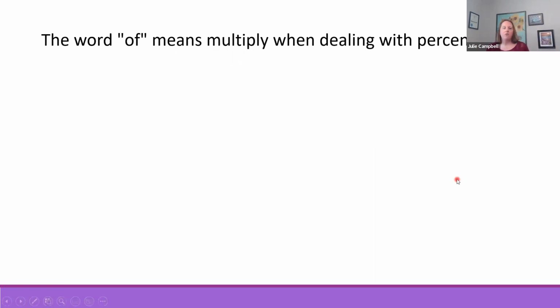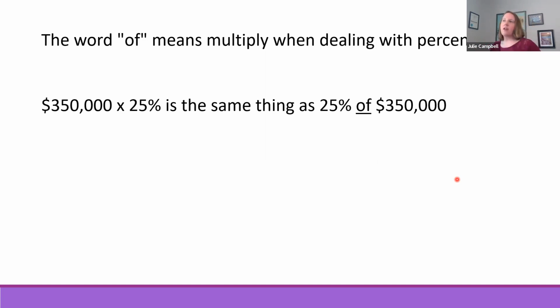But one thing I know: when you see the word "of" in a word problem, the problem is telling you to multiply. So if you work through this math, you're going to start seeing, oh, that means I have to multiply something. Maybe you don't know yet what to multiply, but at least you know you have to multiply something. So for example, 350,000 times 25% is the same thing as saying 25% of 350,000. I'm saying the same thing.